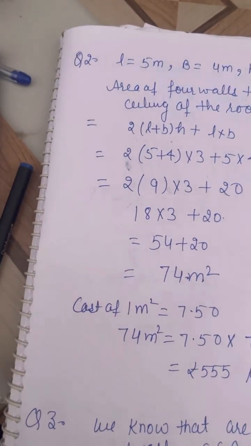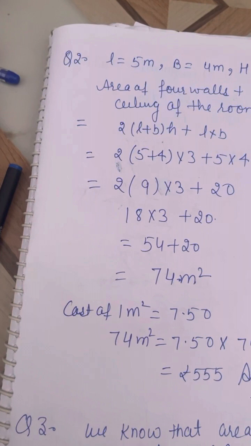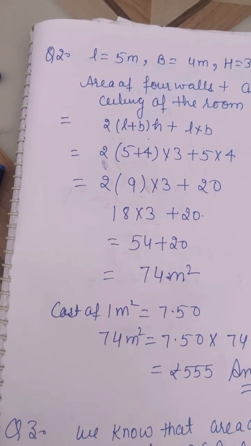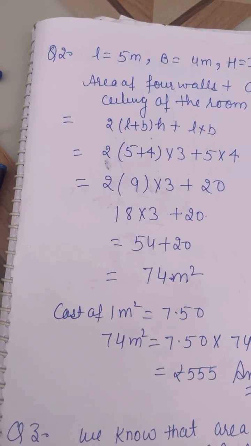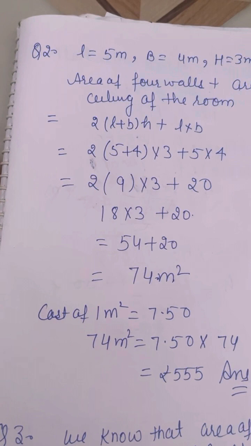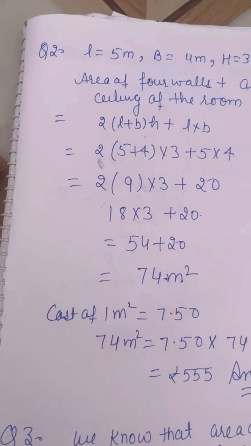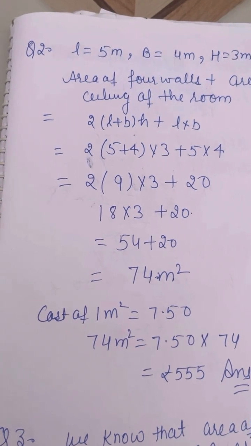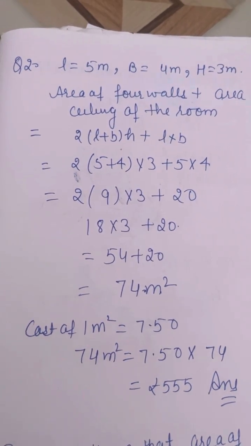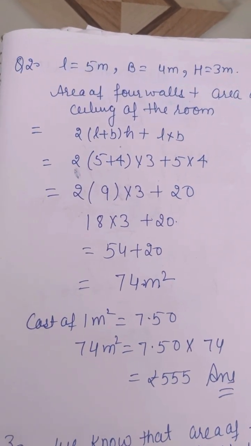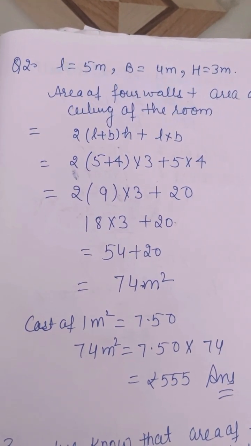And now the third question: the floor of a rectangular hall has a perimeter of 250 meter. If the cost of painting the four walls at the rate of rupees 10 per meter square is rupees 15,000, find the height of the hall. Means the perimeter of the floor is given as 250 meter, and the cost of painting the 4 walls is given at 10 rupees per meter square, and the total cost is also given, 15,000 rupees.